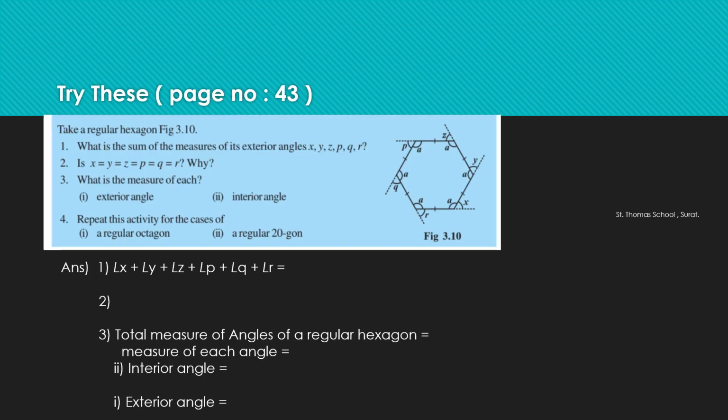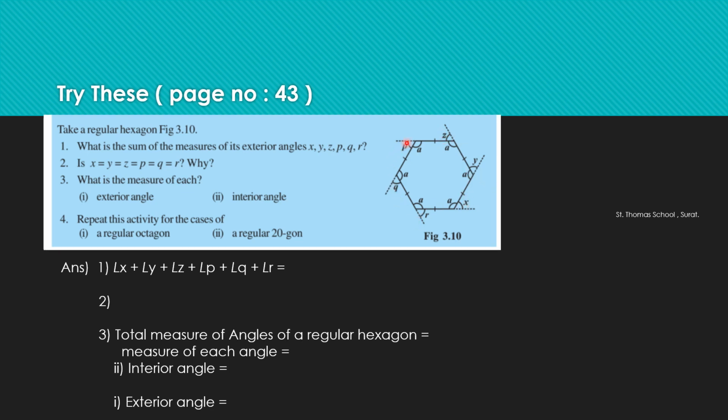Try this from page number 43. Take a regular hexagon. They have given one figure and it is a regular hexagon. Hexagon means there are 6 sides, and regular means all sides and all angles are equal. Question number 1: What is the sum of the measures of its exterior angles x, y, z, p, q, r? So they are asking what is the sum of the measures of these exterior angles.